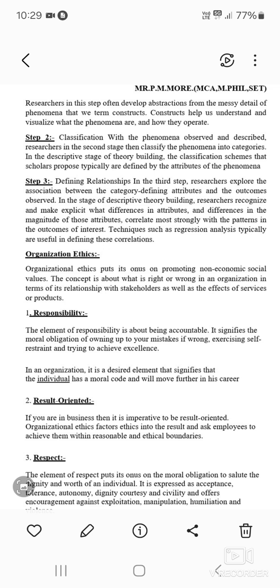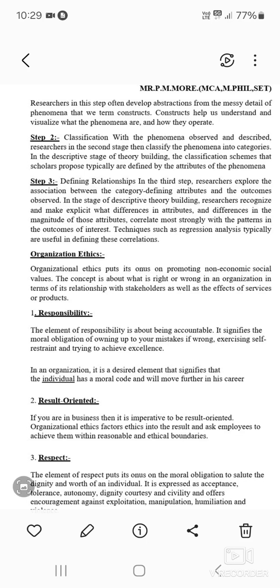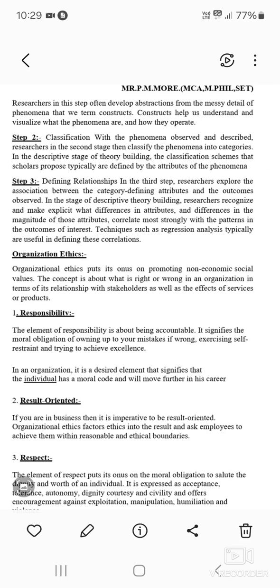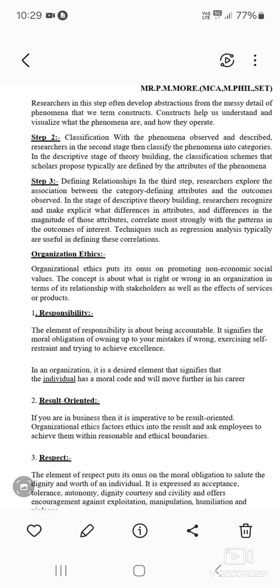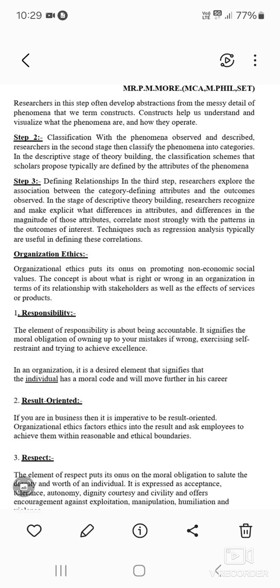Next question is organizational ethics. Organizational ethics puts an emphasis on promoting non-economic social values.